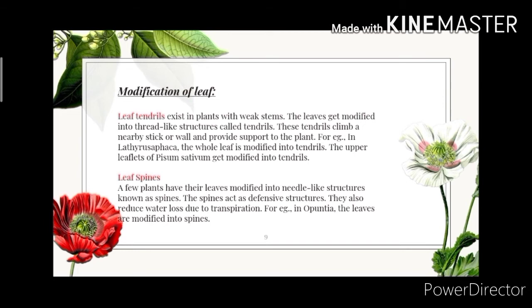Next is the leaf spine. Sometimes leaves are modified into a needle-like structure. Why are they such? For two purposes. First is for defense, and second is to reduce the excess water loss, that is transpiration. Like in the case of opuntia, the leaves are modified into spines.